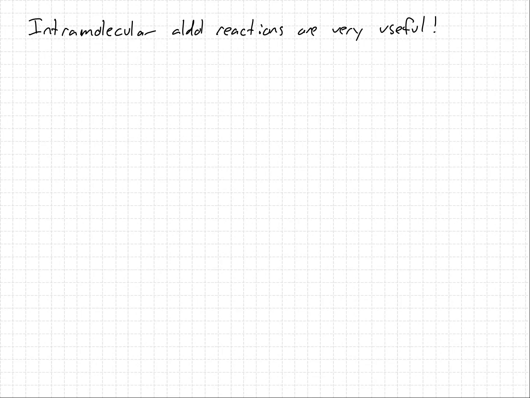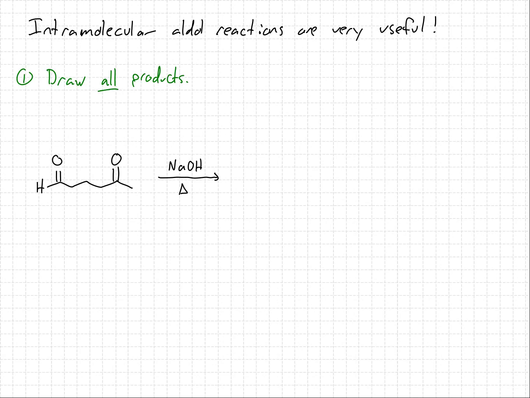One of the best applications of aldol reactions is the intramolecular aldol to form a ring. These are extremely useful and also very common in biological systems. For example, if I have this ketoaldehyde here and I treat it with sodium hydroxide and heat, what are the products that I could possibly get out of this intramolecular aldol reaction, and which of the products is favored?